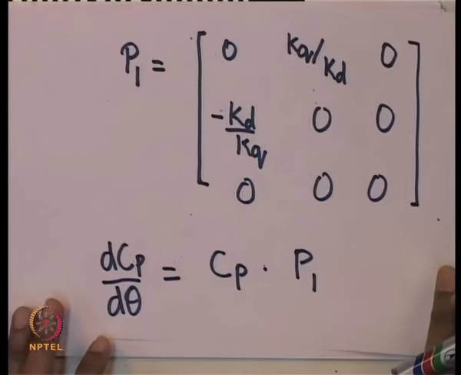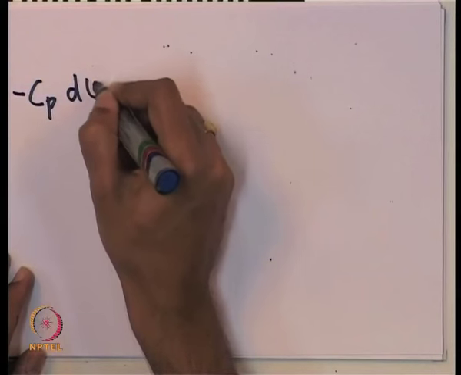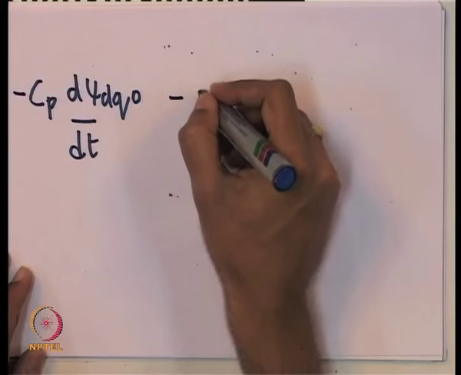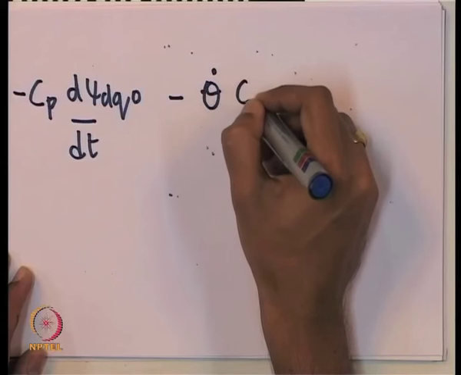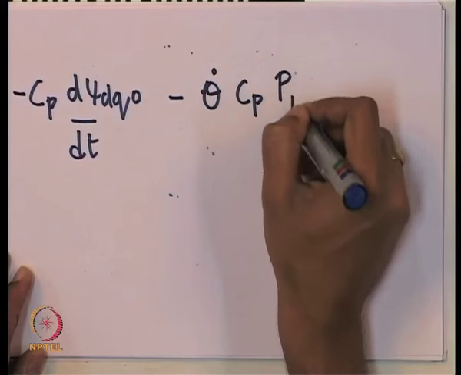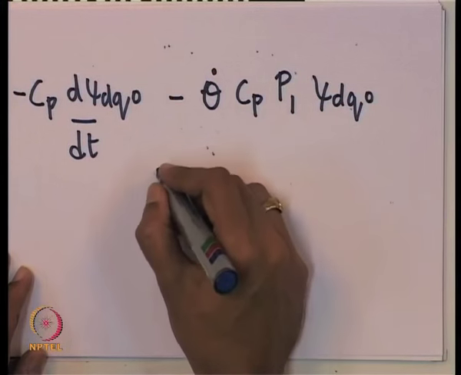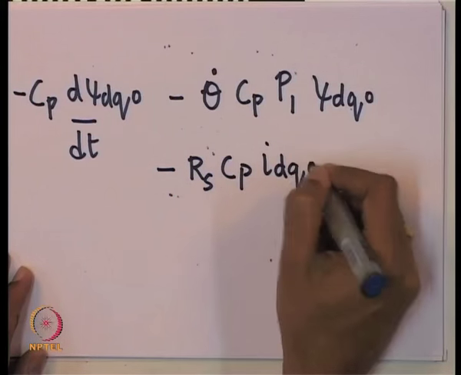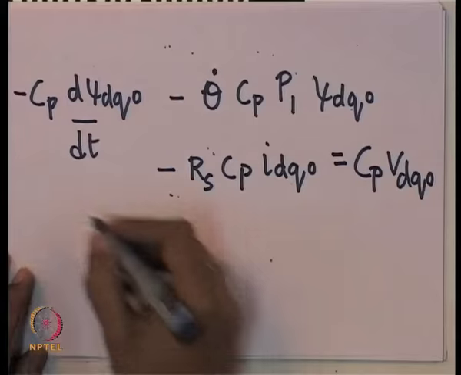Okay. So, our final flux equations come out to be minus of C_p d psi_dq0 by d t minus d theta by d t, which I will just call theta dot, C_p P_1 psi_dq0, minus R_s into C_p I_dq0 is nothing but C_p into V_dq0. Okay.